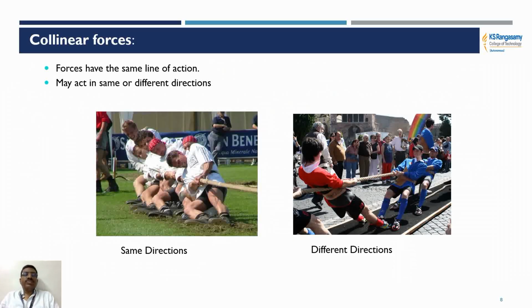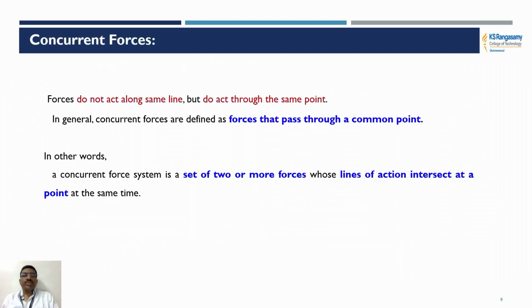Now we are going to see the different types of forces. First, the collinear force. Collinear forces are the forces which lie on the same line of action. So they may lie in the same direction or in different directions. Consider this tug of war. If all the people are pulling in the same direction, it is considered collinear force. In another figure, we can see two opposite directions where the force has been applied, that is, tensile force. So the directions are different, but the line of action is the same.